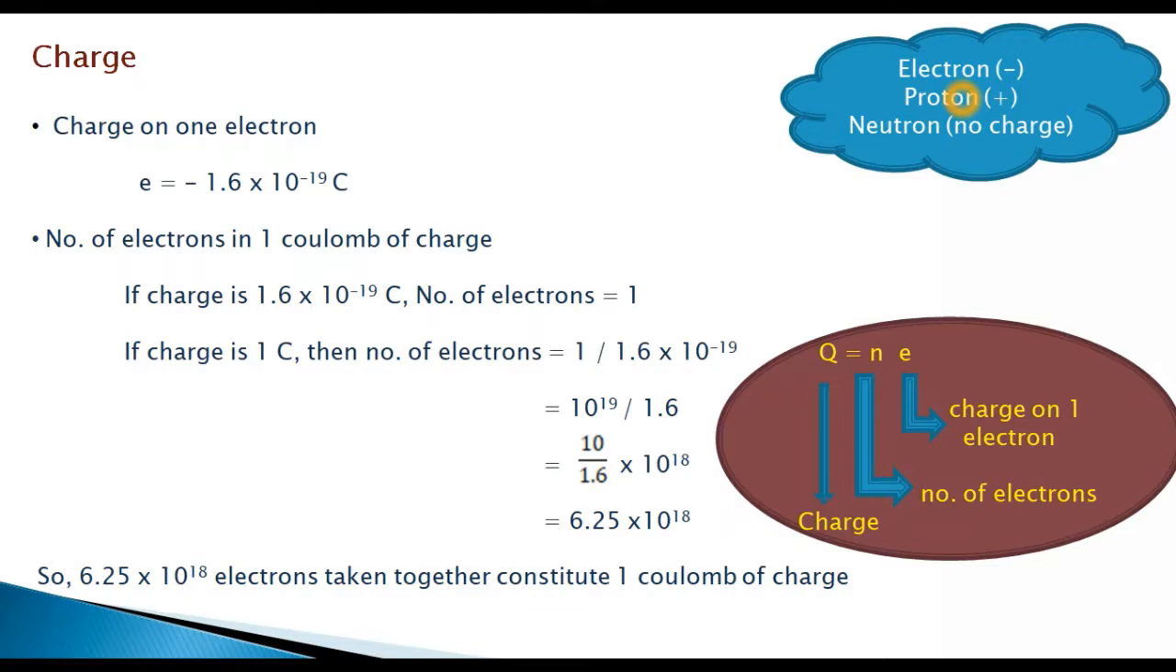Now, how much charge does a proton contain? How much charge does an electron contain? The electron possesses a negative charge of 1.6 × 10^-19 coulombs. And protons also contain the same charge but positive. Proton possesses a positive charge of 1.6 × 10^-19 coulomb, and electron possesses a negative charge of 1.6 × 10^-19 coulomb.